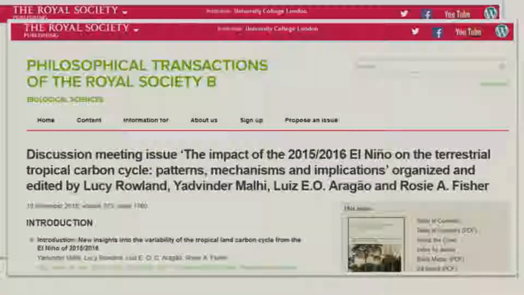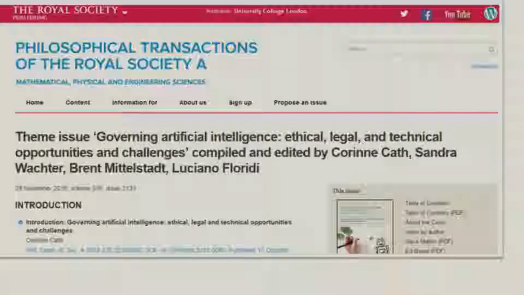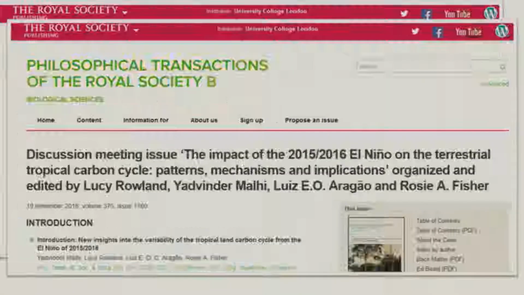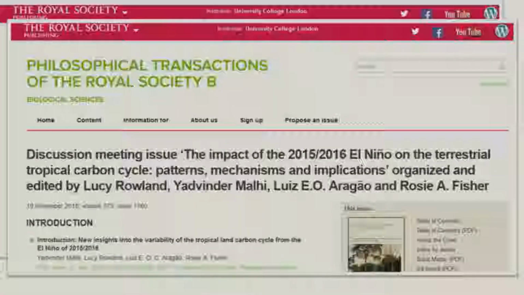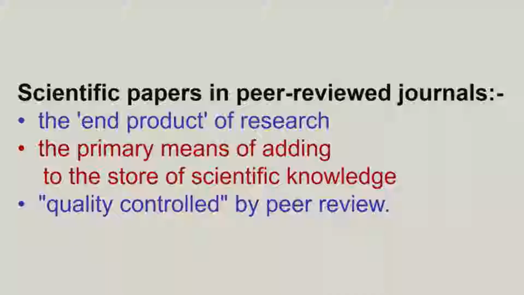And there, in fact, is the Transactions Part B. As we saw, Part A is the mathematical, physical and engineering sciences, and Part B is reserved for the biological sciences. So, scientific papers appear mostly in peer-reviewed journals, and the peer review process is a means of guaranteeing the legitimacy and the value of the work that is published.